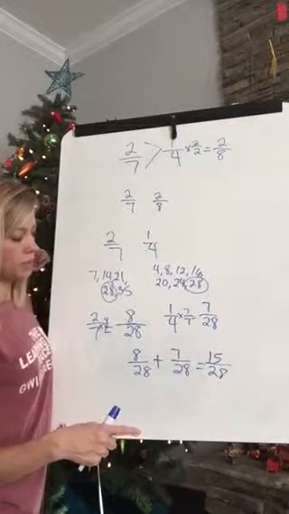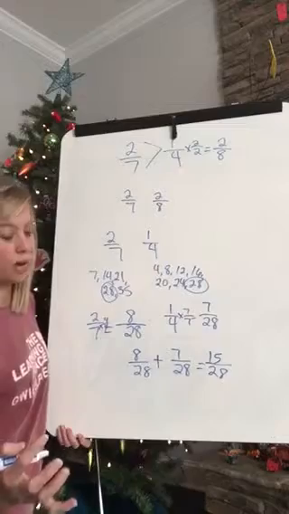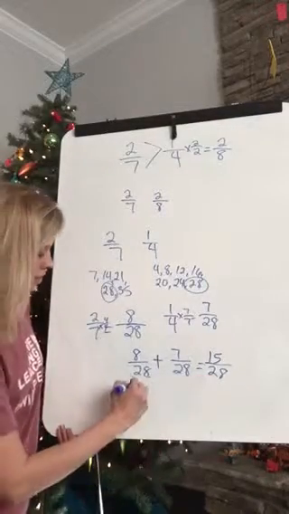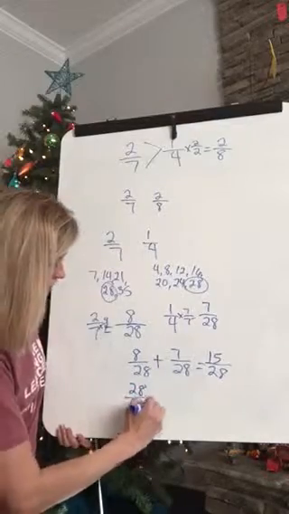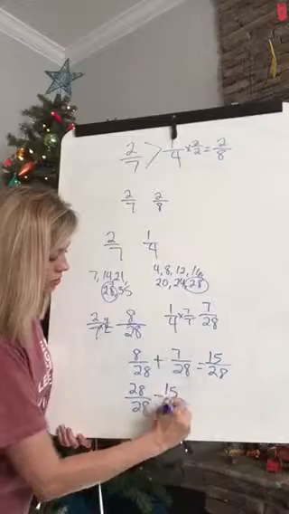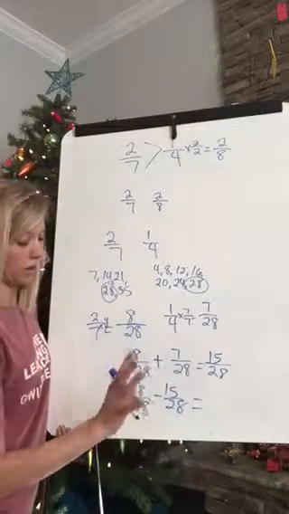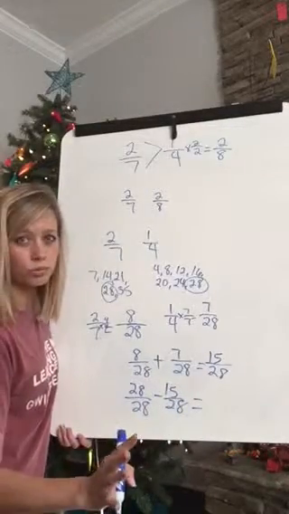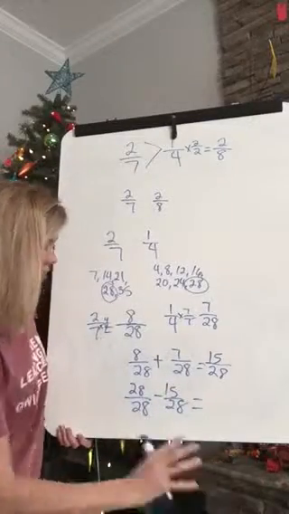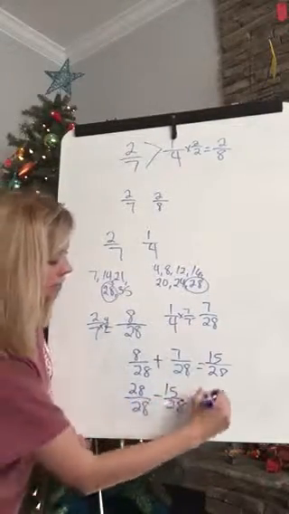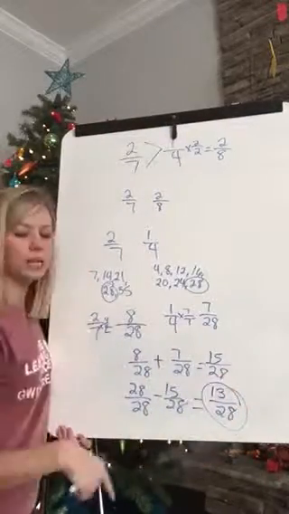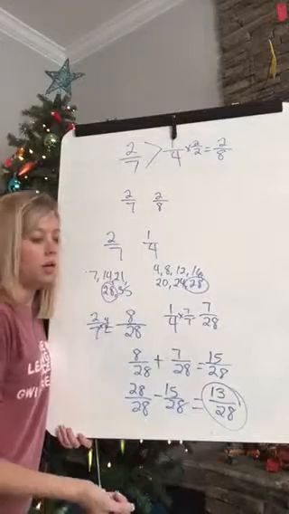How much is left to be mowed is, I've got to start with my whole. And I'm dealing with 28s, so one whole would be 28 28ths. And then I've got to take away what they have mowed, 15 28ths. So I'm just subtracting the numerators, because remember, you leave the denominators alone when they are the same. You don't subtract them. So 28 minus 15 is 13 28ths is what is left to be mowed.